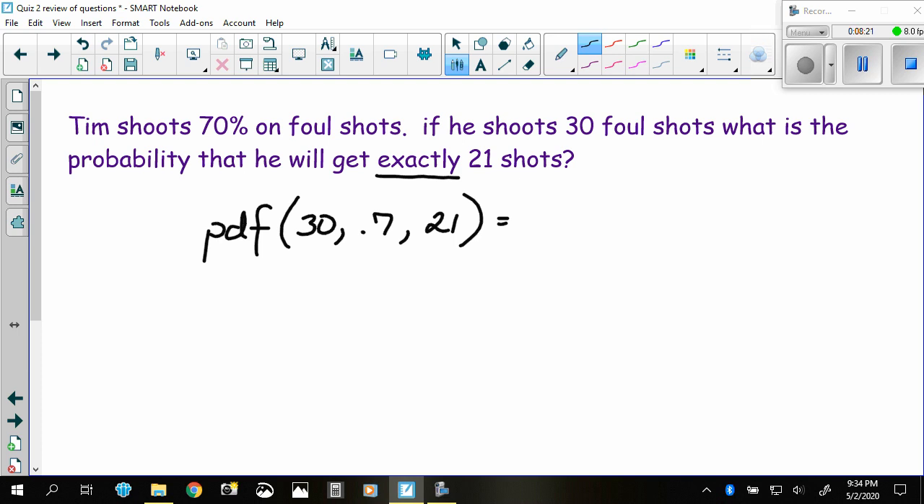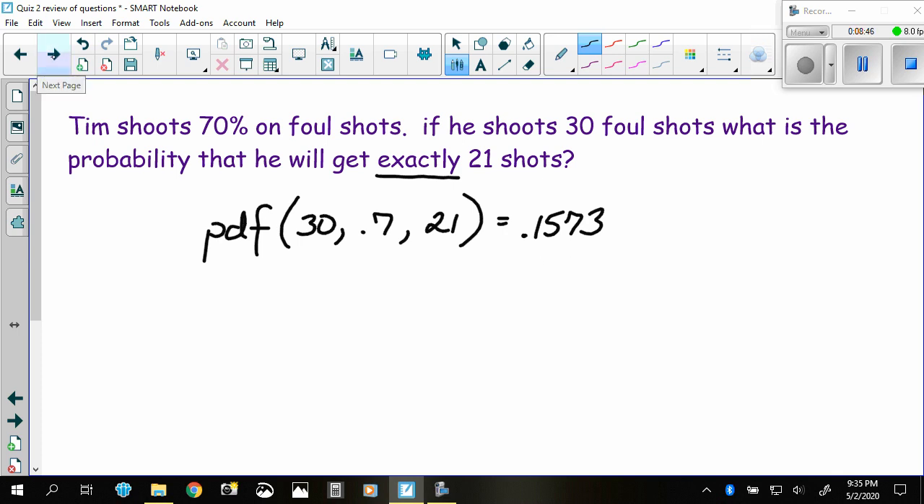And if we do that in the calculator, that gives us 0.1573. So that will give us our value for exactly getting 21 shots. So he has about a 15.7% chance of getting 21 shots. But remember, with binomials, we leave it in the decimal form. We don't put them in percent form. They're always going to ask you to leave it in the decimal form, and that's what we're looking for.